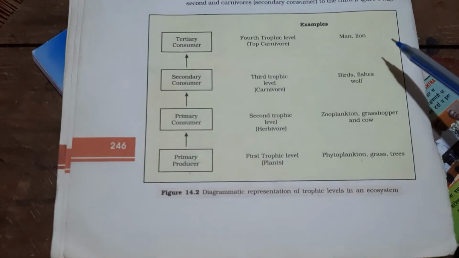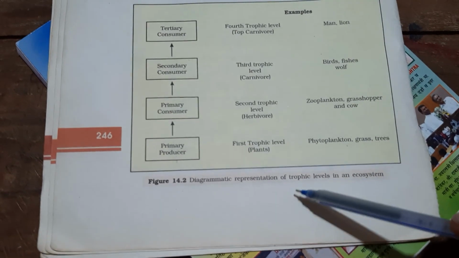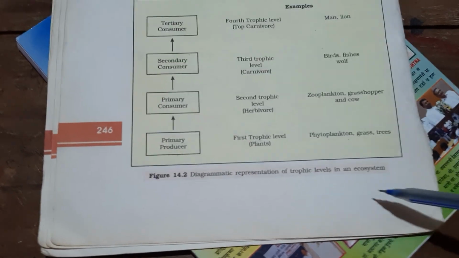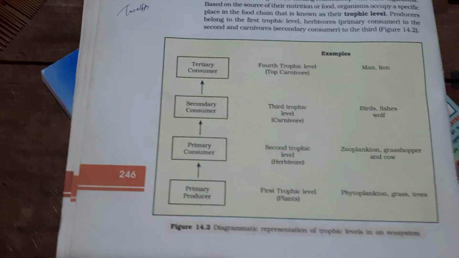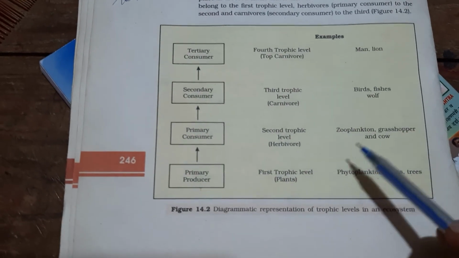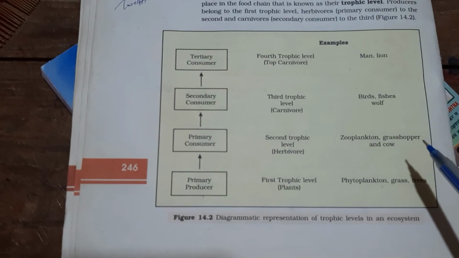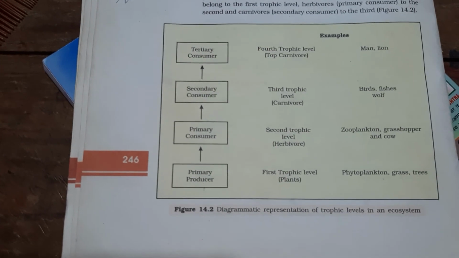So this is the diagrammatic representation of trophic levels in an ecosystem. I hope you like this small chart. Okay, thank you.